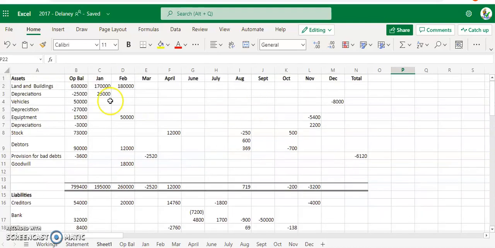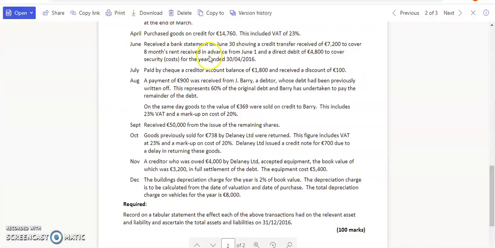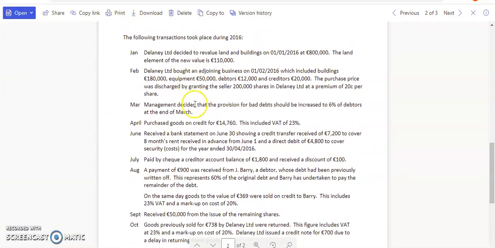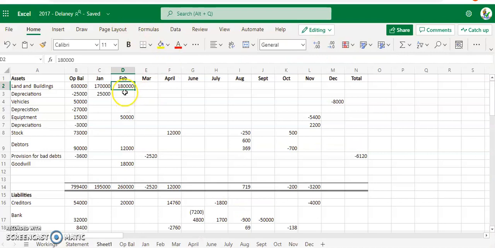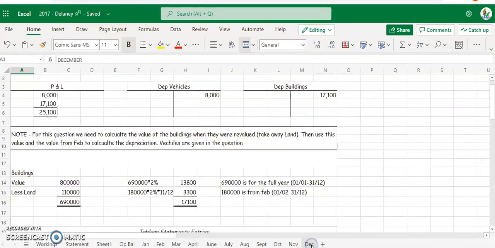So up here then we know we revalued our land to 800,000 in January. Then in February then we bought more land of 1,800. So of that land that we revalued, there's a proportion of our buildings that we revalued, there's a proportion to land, which is 1,100. So we need to reduce the 1,100 from the 800,000, find 2% of it, and then we also need to use this 180,000 then as well, and calculate the depreciation on that.